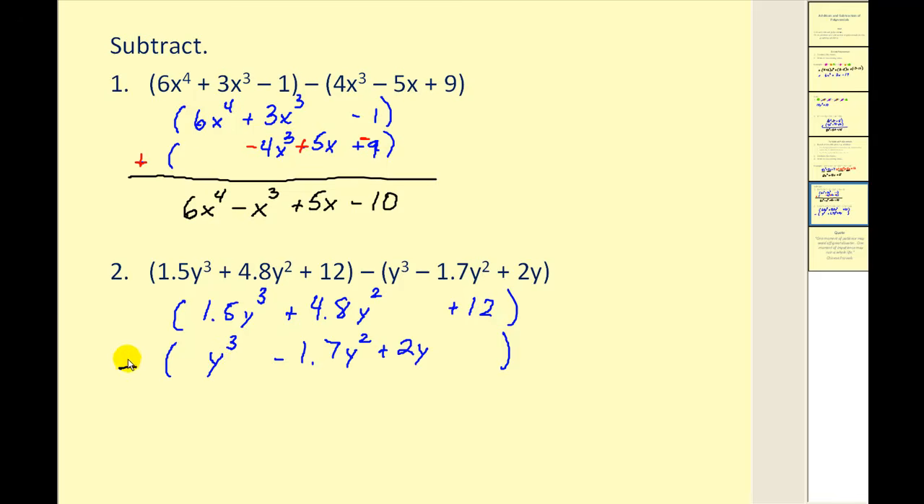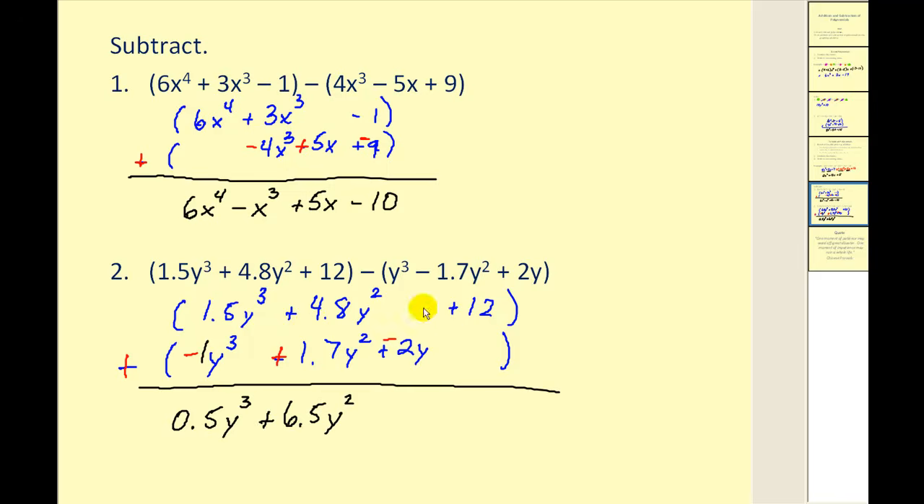I'm going to change this to addition now, but when I do that I have to add the opposites. So if I change this to addition, this would become negative, this would become positive, and this would become a negative 2y. Now we can combine our like terms vertically. Remember, this would be a minus 1y cubed. So 1.5y cubed minus 1y cubed would be 0.5y cubed. 4.8y squared plus 1.7y squared would equal 6.5y squared. There's no other y terms, but instead of writing plus a negative 2y, it's more common to write minus 2y. And there's no other constants, so we write plus 12.